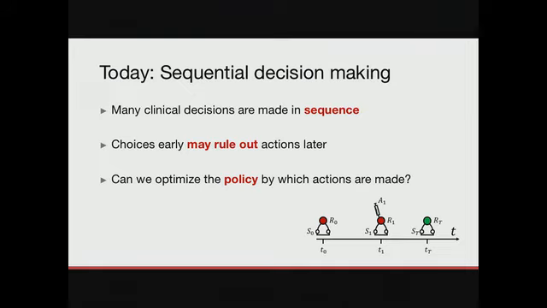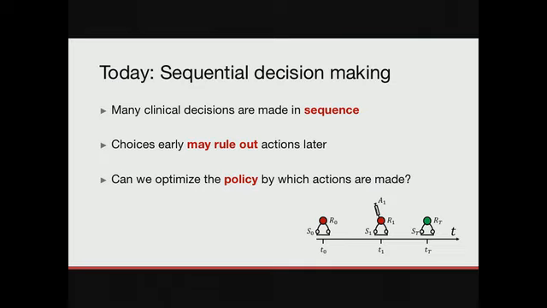So today, we will move towards sequential decision making. And in particular, what I alluded to just now is that decisions made in sequence may have the property that choices early on rule out certain choices later. And we'll see an example of that very, very soon. And in particular, we'll be interested in coming up with a policy for making decisions repeatedly that optimizes a given outcome, something that we care about.